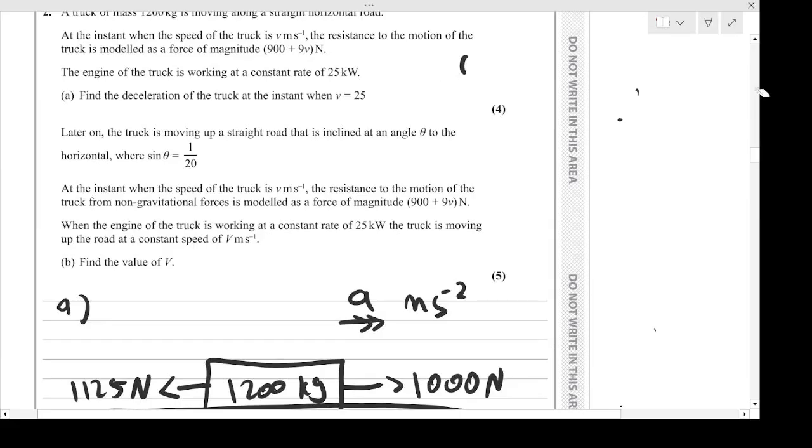Okay, then I'm told later on, the truck is moving up a straight road that is inclined at an angle alpha to the horizontal, where sine theta is 1/20. At the instant when the speed is v, the resistance is again 909 V. When the engine of the truck is working at a constant rate of 25 kilowatts, the truck is moving up the road at a constant speed v. Find the value of v.